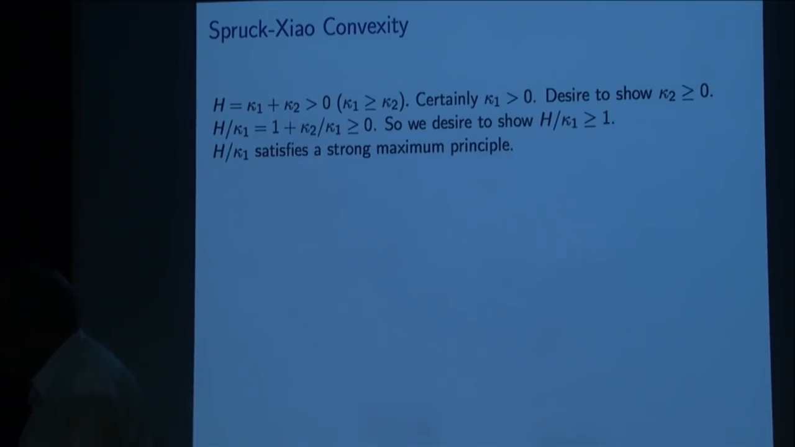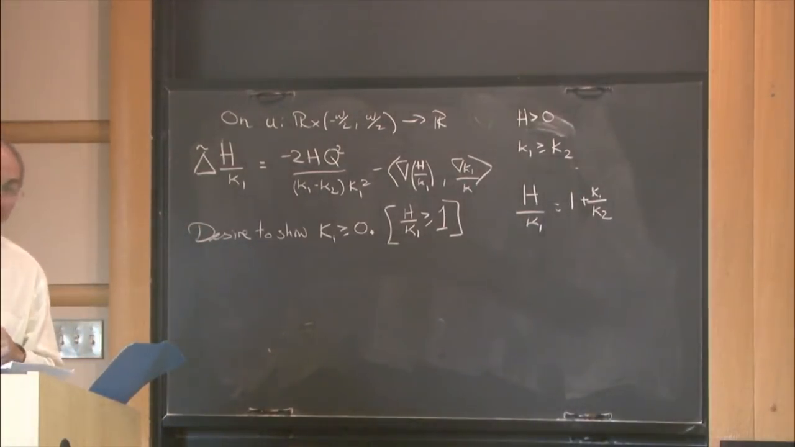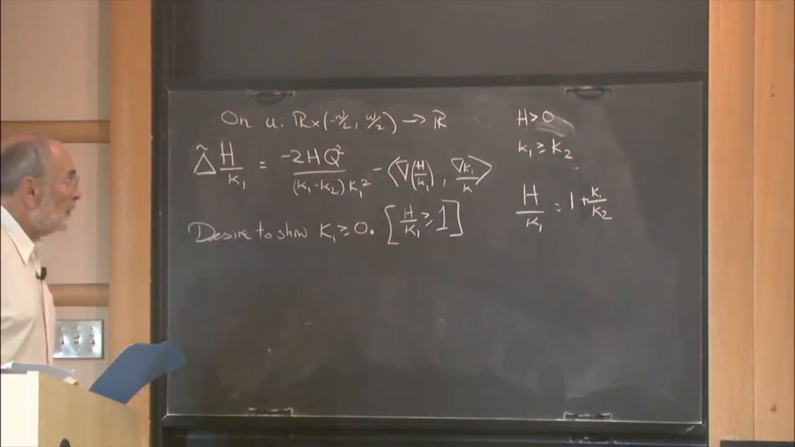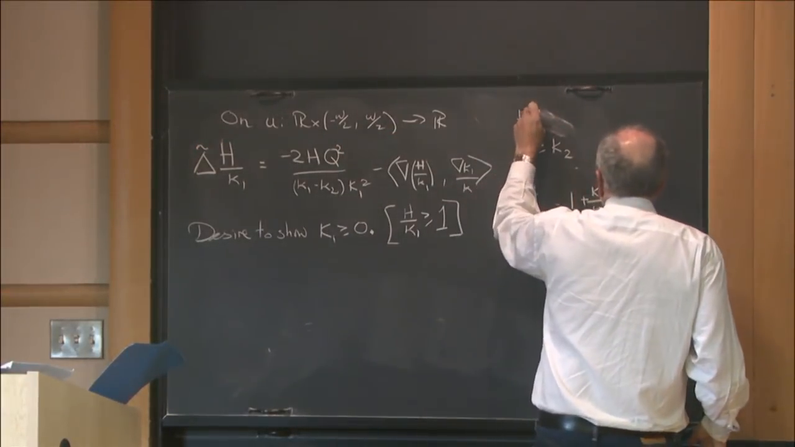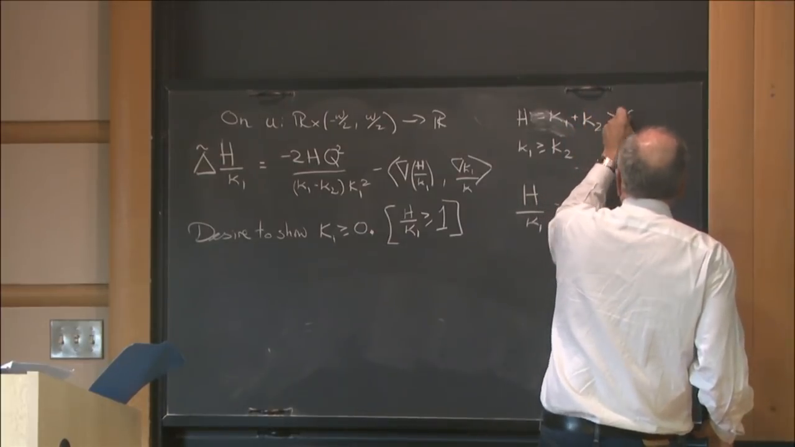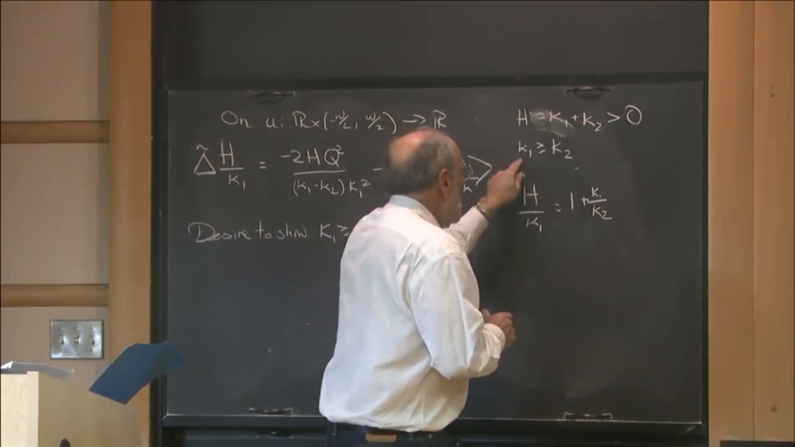Okay, so what I want to do is tell you a little bit about, and I'm going to make it short, because this is taking longer than I thought, how Sprook-Joule convexity is proved. You're starting out with a surface where H equals K1 plus K2 is assumed to be positive. Okay, and we'll make K1 greater than K2.